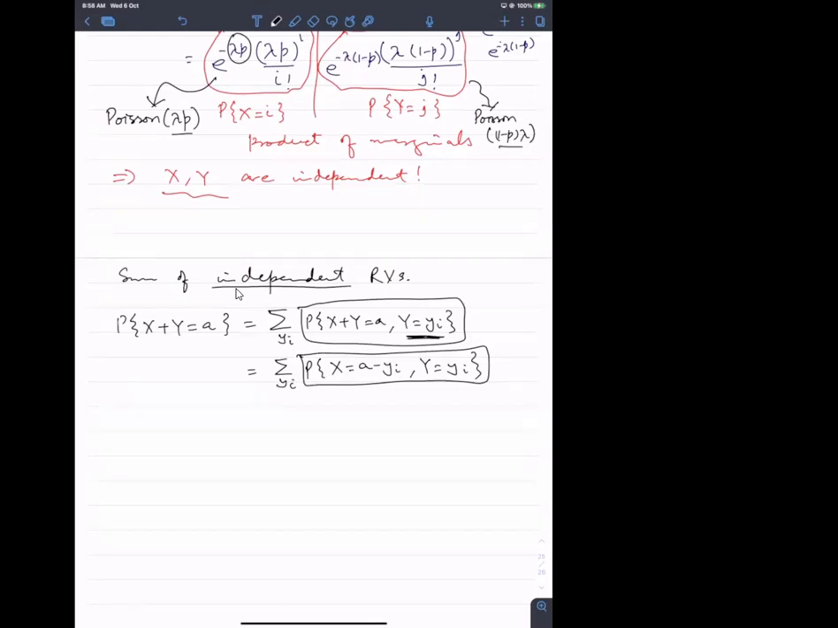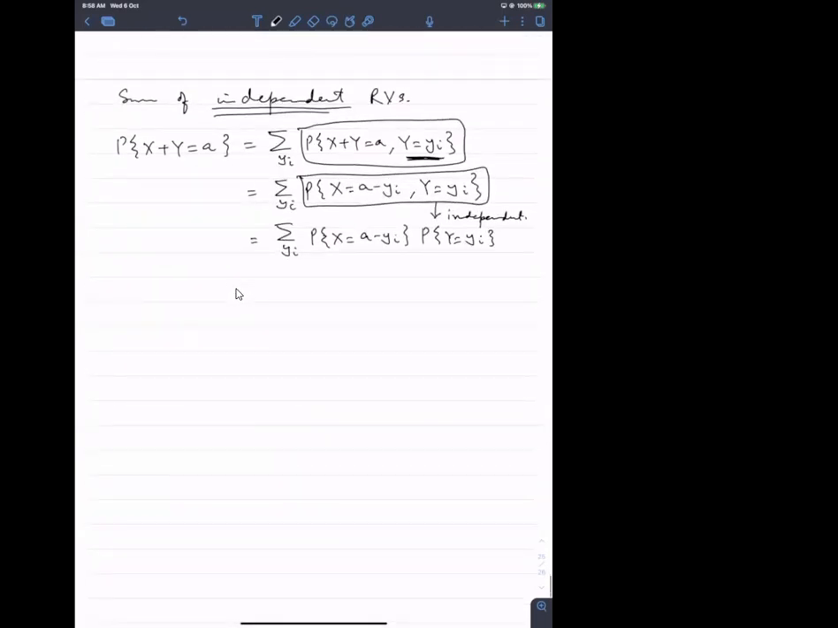When X and Y are independent, I can actually write it to be equal to the summation over yi of the probability of X taking a value a minus yi, and then the probability of Y taking a value yi. ये independent अगर होंगे तो मैं इसको separate out कर सकता हूँ. I can separate these out only if X and Y are independent. और ये हमने दिया हुआ है, independent random variables.